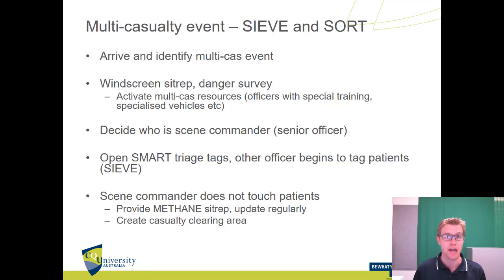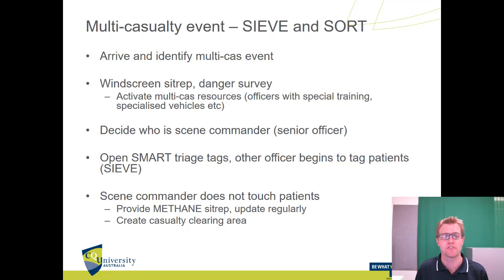So they're going to provide a METHANE sit rep to comms. METHANE stands for confirmation of a major incident, that's the M, the exact location of the incident, the type of incident, the hazards identified, access via, like where is the best access to get on the scene, the number of patients, and other emergency resources required. There's a very good CPG on the multi-casualty event, which I'll attach to the Moodle page from QAS. It has all this information in it as well.